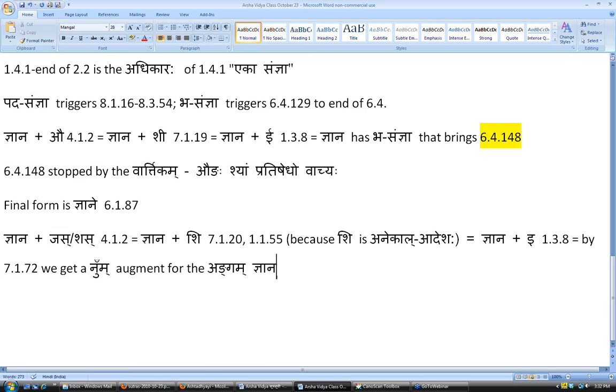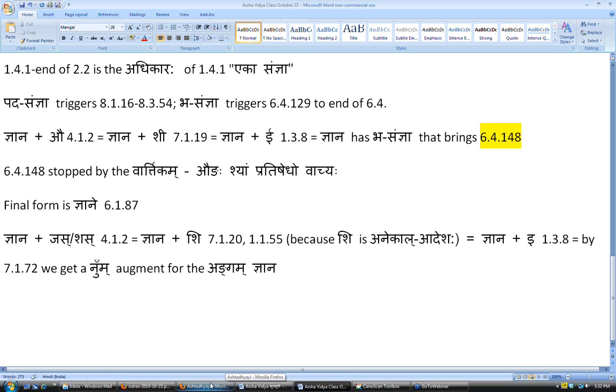Because the rule that we know so far says adyantau takitau, only 1146 says Adyantau Takitau. But this agama is neither tit nor kit. Where should it be placed? So let's see where we have to put this agama.